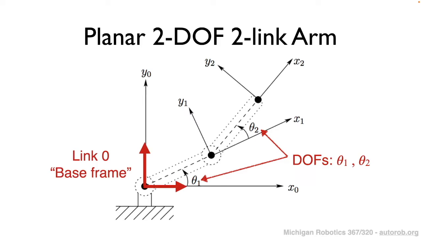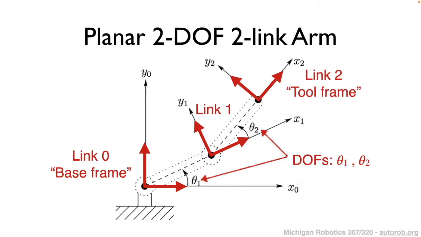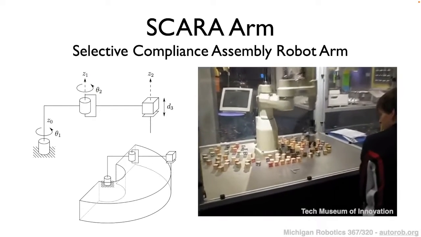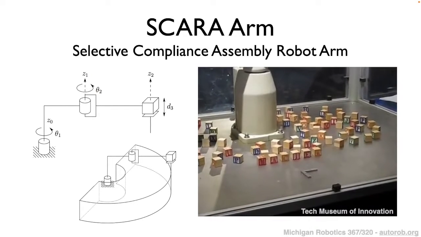So link 0 being the base frame shown at the origin, the second link being link 1 overlapping with the middle revolute joint, and then the end effector link being shown here, link 2. And so collectively, these rigid body links and the associated rotational degrees of freedom describe the state of this particular two-link arm. So another example of a real robot that follows this kinematic structure is the SCARA arm.